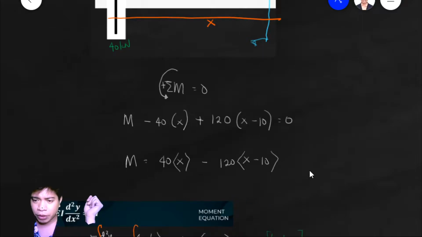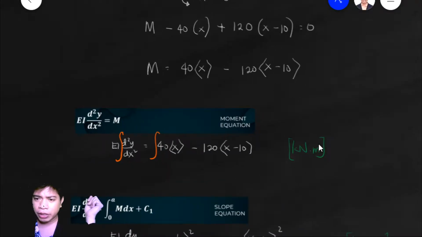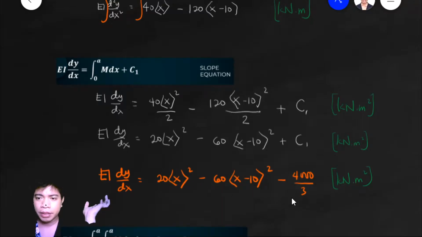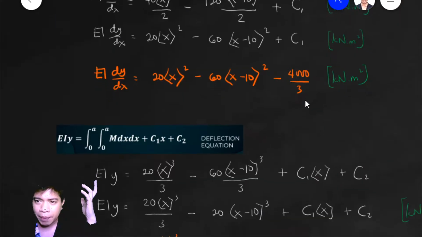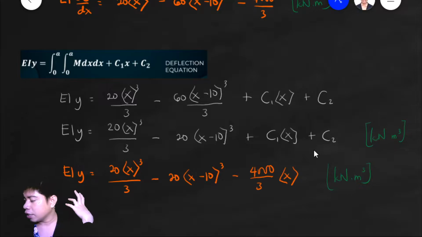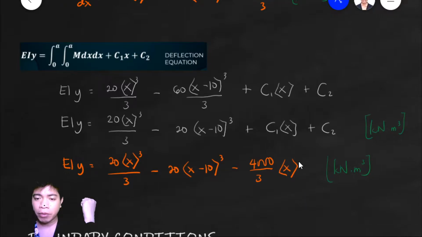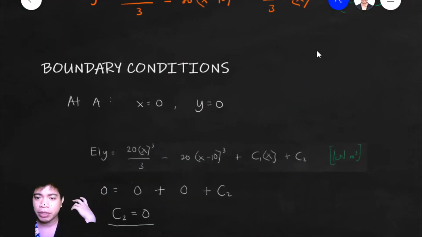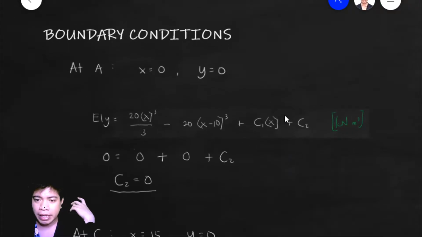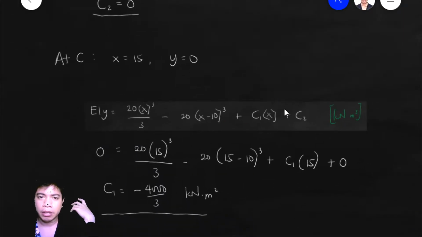Okay? Tapos, ito na nga yung ating moment equation, and then integrate natin siya para makuha si slope equation, wherein ito na nga si slope equation. And then integrate pa natin ulit siya para makuha natin si deflection equation, and ito na nga si deflection equation. Then, of course, meron tayong mga C1 tsaka C2, which are the constant of integration. So, para makuha si C1 tsaka si C2 ay kailangan natin ng boundary conditions. So, ginamit natin yung supports para sa boundary conditions. At ito na nga nakuha natin si C2. Okay? Tapos, nakuha din natin si C1.